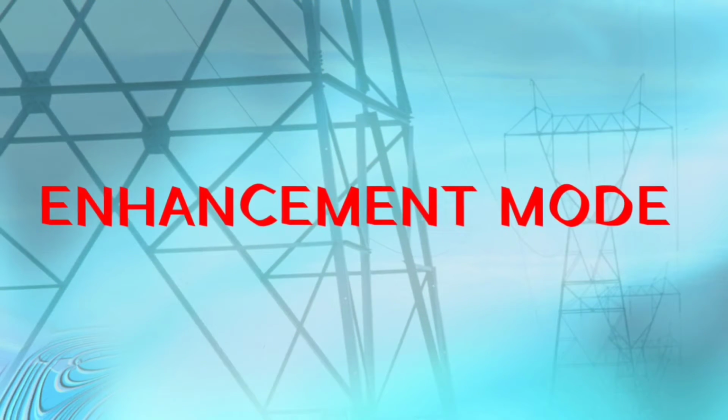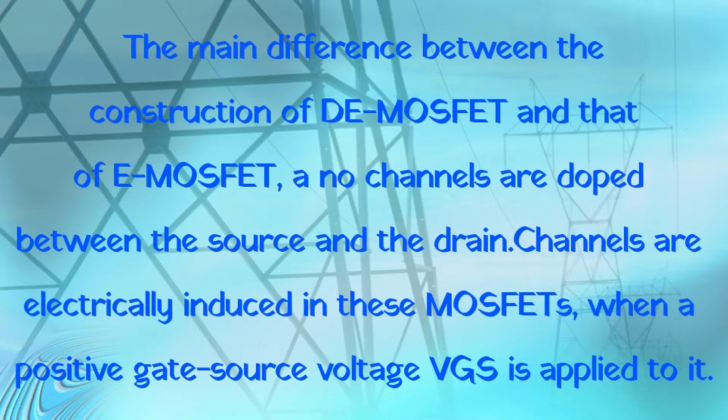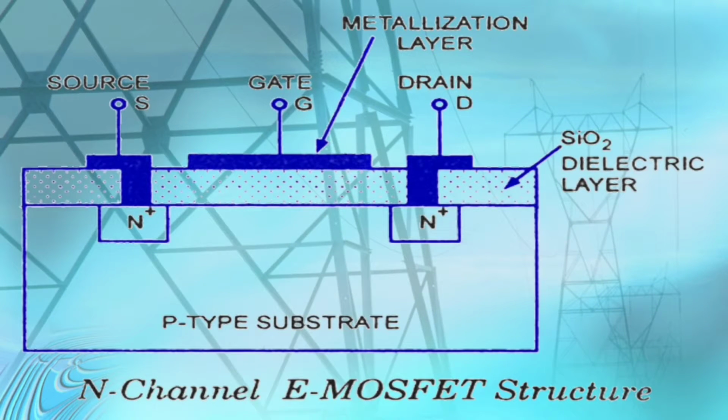The second type is enhancement type MOSFET, that is EMOSFET. The main difference between DMOSFET and EMOSFET is that in EMOSFET no channel is doped between the source and drain, and the channel is electrically induced when a positive gate source voltage is applied to it.